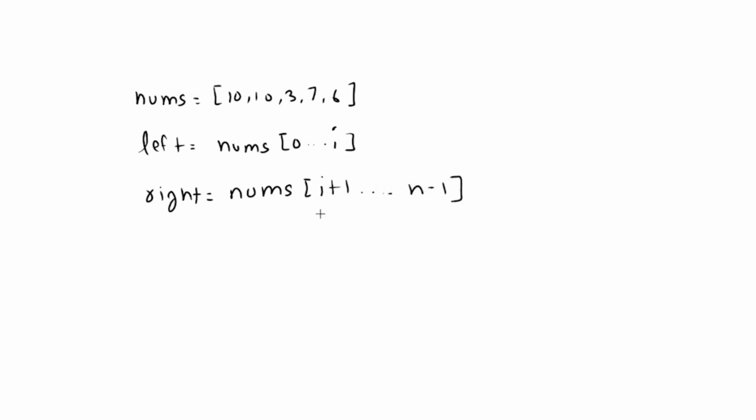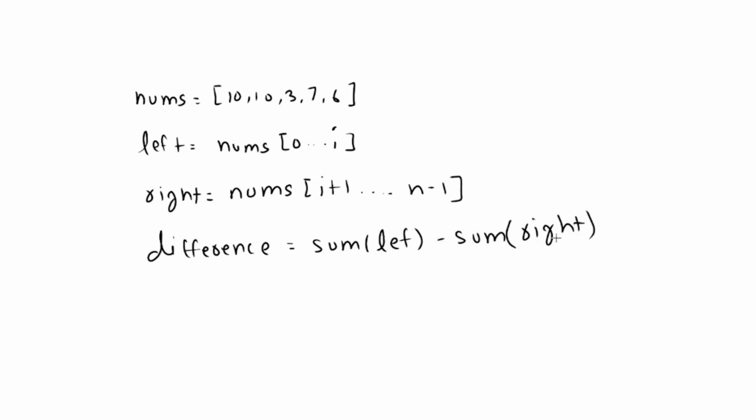Now their difference needs to be, difference is equal to sum of left minus sum of right. Okay, so this is what we have to do, and then we need to count how many partitions give us an even difference.